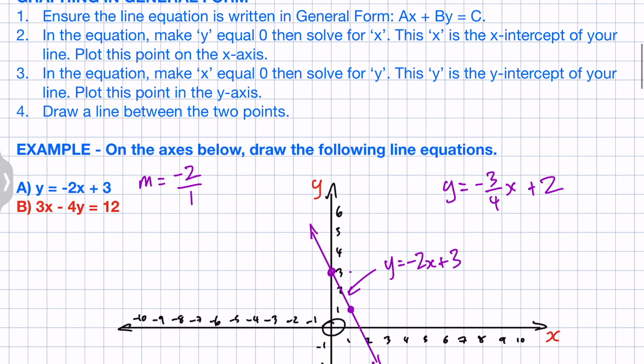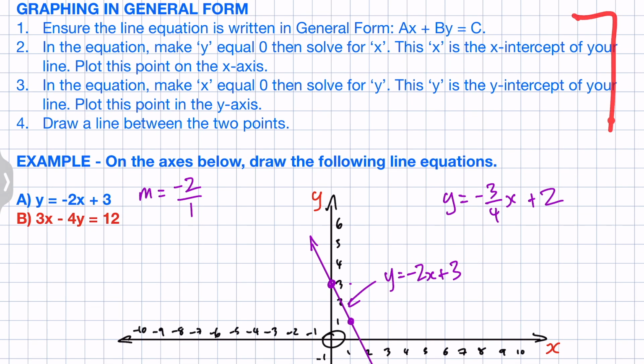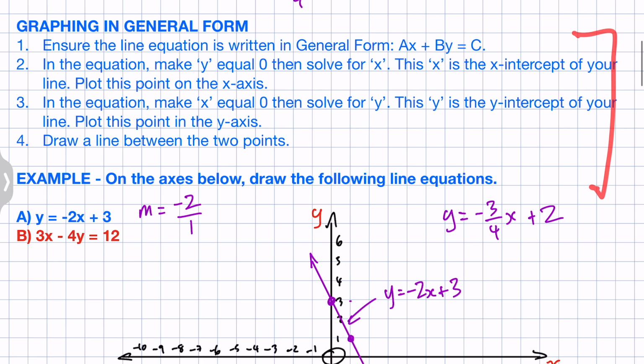All right. Can you get the notes about graphing in general form? This is a different type of line equation. It looks like this. AX plus BY is equal to C, a number.